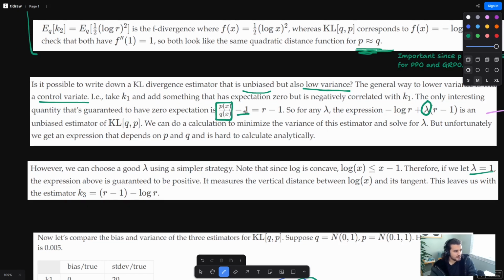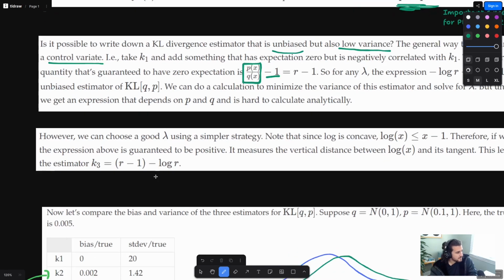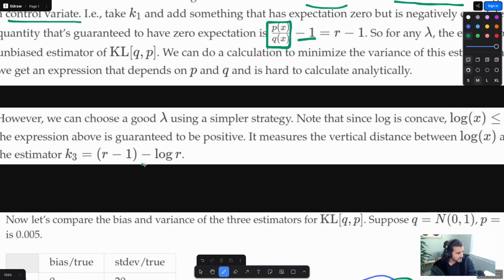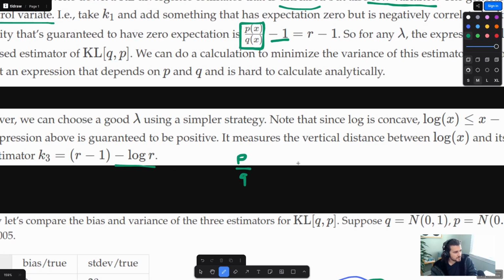If you set the control variable to be inversely correlated to the other thing, you're going to have something which lowers the variance. That's one of the properties of that control variable if you set it up like this. And by doing this, they're going to add the log of q on p plus this control variable, which is exactly this term. Remember, r is p on q, right? And here this quantity was log of q on p.